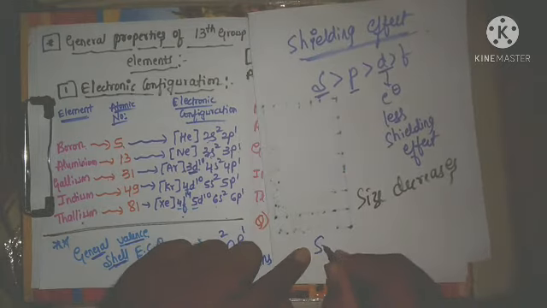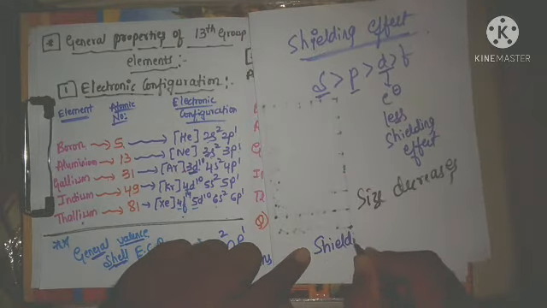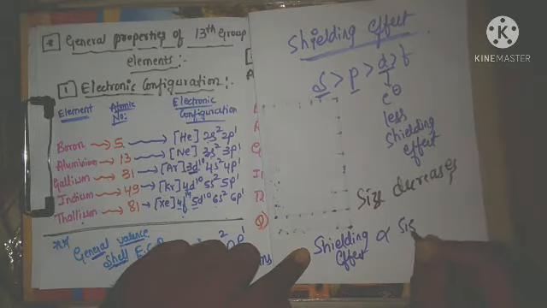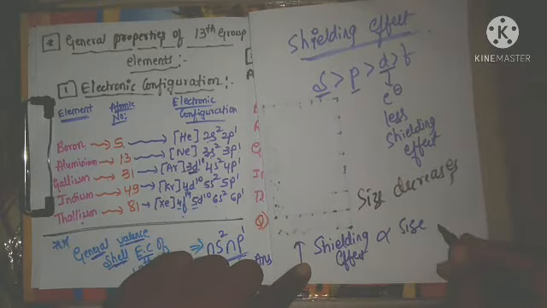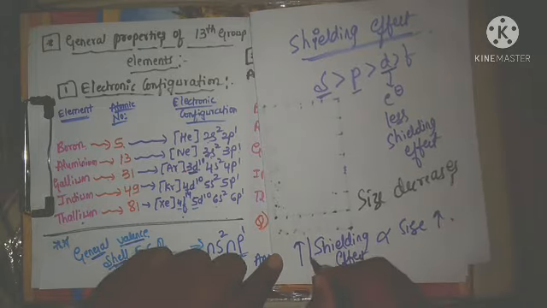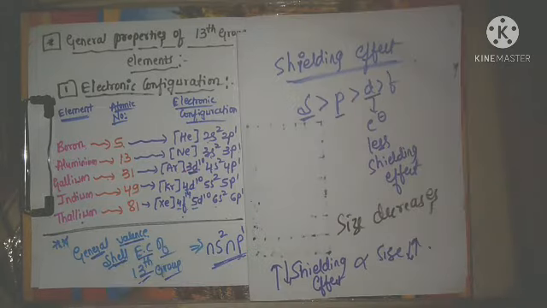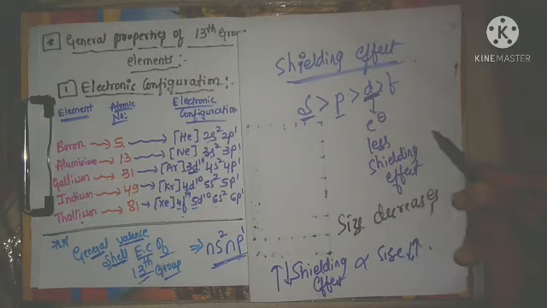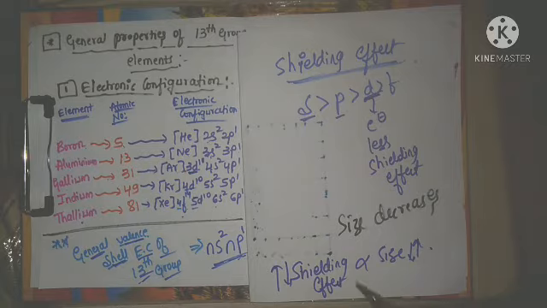That is shielding effect. Shielding effect is directly proportional to the size. More shielding effect, more will be the size. Less shielding effect, less will be the size. Because of the presence of d electrons, less shielding effect is there. Therefore, size decreases. Less shielding effect, smaller will be the size. More shielding effect, more will be the size.